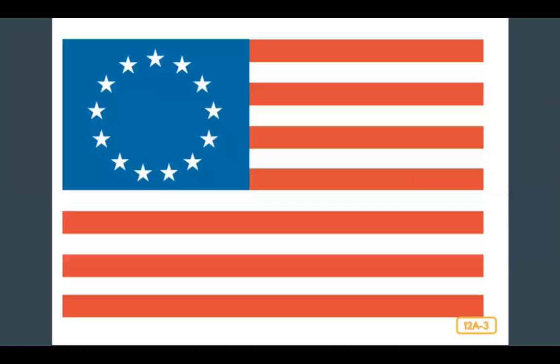So next picture, we are going to see a flag. You already know a little bit about our flag from learning stories that we talked about in social studies. This flag has 13 stars on it in a circle, and it was the first flag to be flown in America when we became the United States of America. It was the first flag, and it had 13 stars for the 13 colonies.